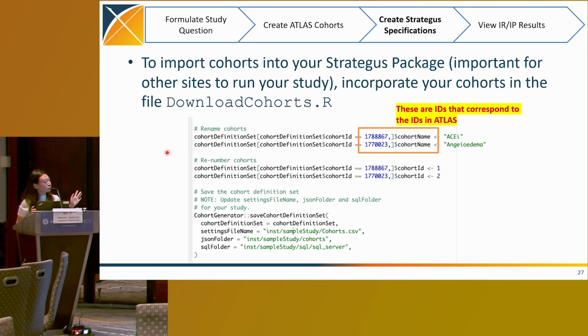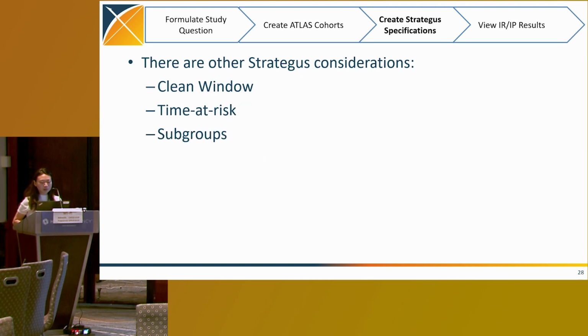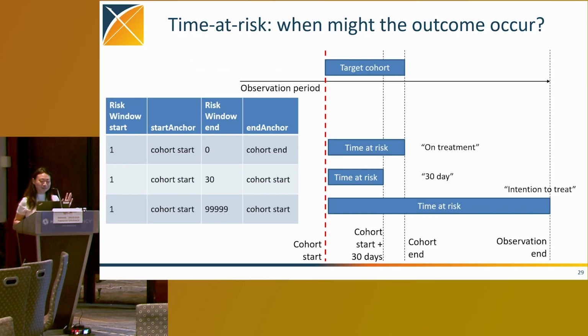This is a screenshot of some of my code, just importing the cohorts that I generated through my Atlas. So these are Atlas IDs right here. And this is what it would look like, how you would integrate Atlas within your Strategus. And there's a file called downloadcohorts.r in Strategus that will kind of set this all up for you. And I honestly really recommend getting familiar with Strategus, even though this is outside of the scope of this talk, because it does make everything really, really easy.